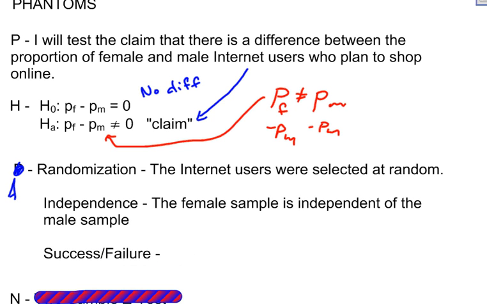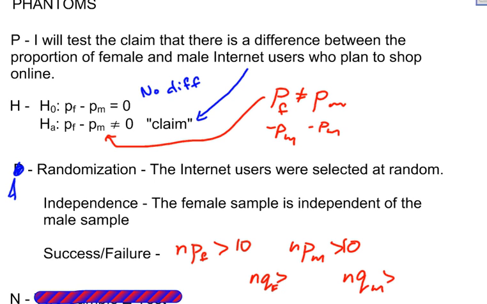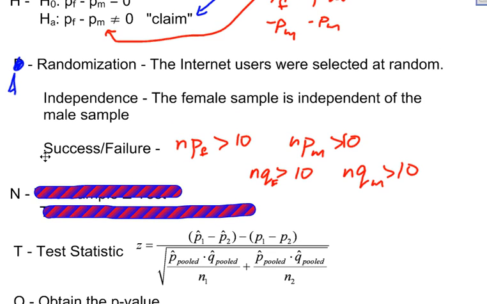The last one that I need to check is the success/failure condition, and I need to check n times p for the females, make sure that that's greater than 10, n times p for the males, make sure that that's greater than 10. I also need to check n times q for the females, and n times q for the males. As long as every single one of those is greater than 10, then I'm okay, and that condition is satisfied as well. Trust me, all of these are satisfied. I'm not going to take the time to do the math that I think that you should be able to do on your own.